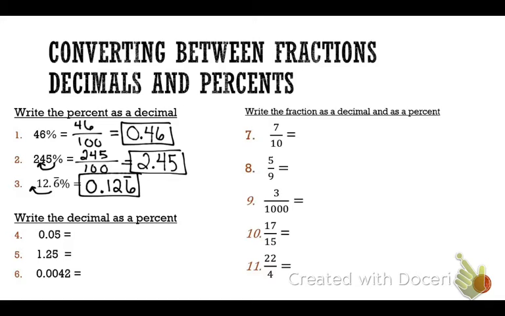So 0.05 means 50% or 5%? 5%. Not necessarily any work to show, just 5%. What about 1.25? Anybody think they know that one? Zoe? 125%? Yes, 125%. And what about my last one? My last one's maybe a little tricky. It's about as tricky as they get. Abby? 42%? No. Destiny? 120%.